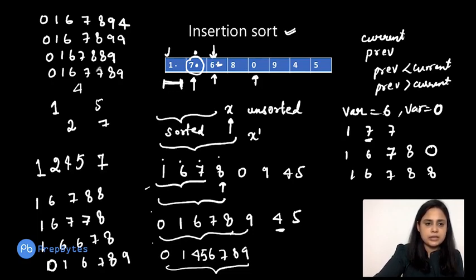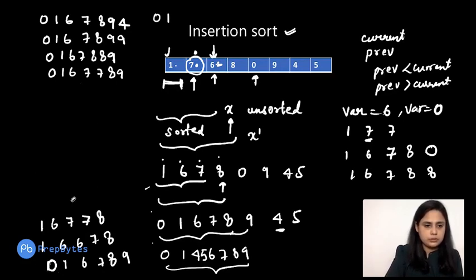Then I'll compare with 6. It's going to be 0, 1. Let me clean some space. So this is a small eraser. Okay.